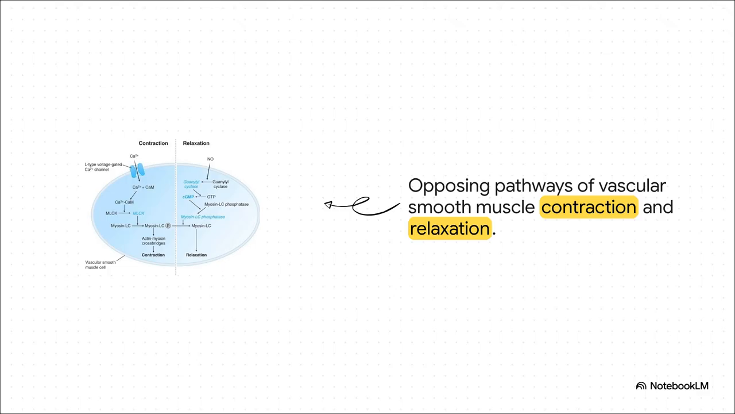Now over on the right, we've got the relaxation pathway. Here, nitric oxide, or NO, gets things going by stimulating an enzyme called guanylyl cyclase. This converts GTP into cyclic GMP, or cGMP. Then cGMP activates myosin light chain phosphatase, which does the exact opposite of MLCK. It rips that phosphate group off of myosin, preventing cross bridges from forming and causing the muscle to relax. So you see, it's contraction versus relaxation, all governed by these very precise signals inside the cell.